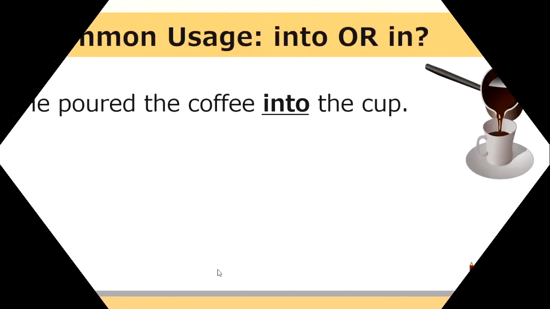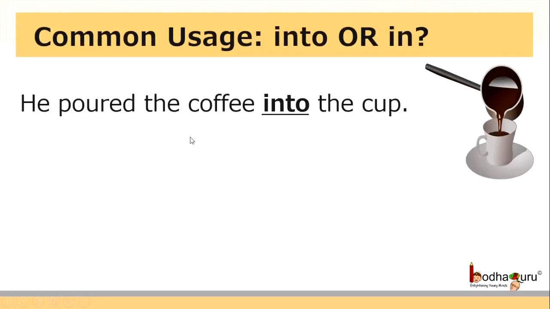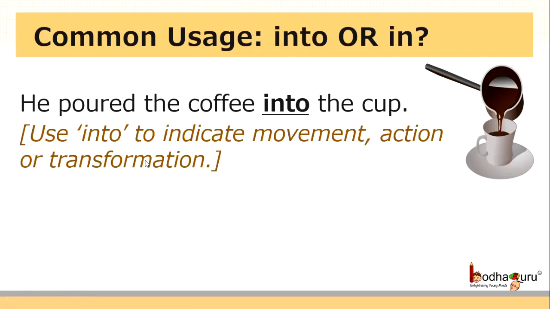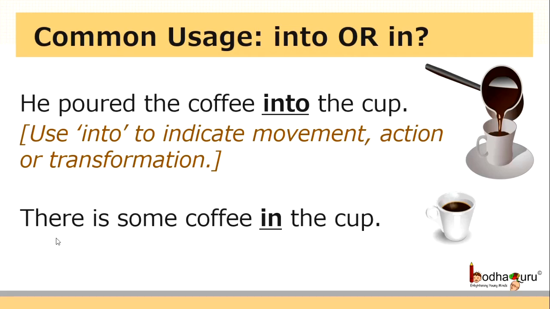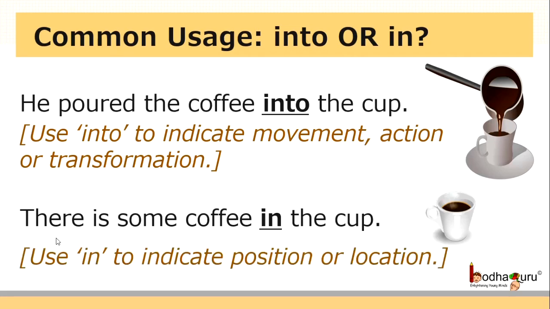Next, he poured the coffee into the cup. What do you see? We see that we use into when we have to indicate movement, action, or transformation, like the caterpillar transformed into a butterfly. There is some coffee in the cup. What do we see? We use in to indicate position or location.